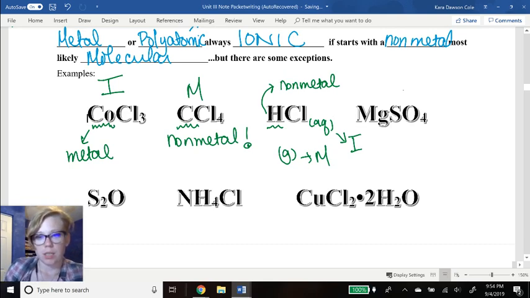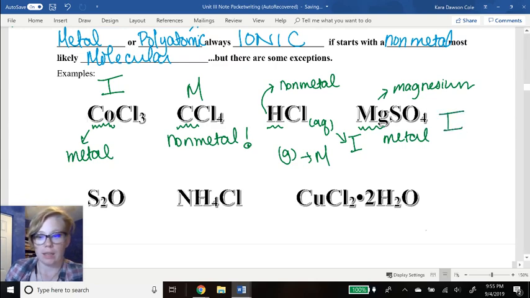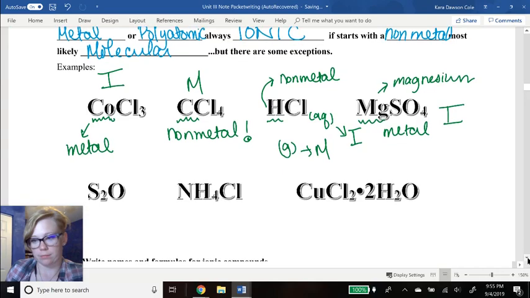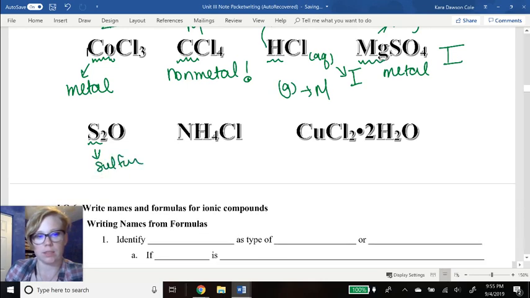Okay, so then I have Mg. This is magnesium, which is a metal, so this is definitely ionic. And then I have SO2. S is definitely sulfur, so this is a nonmetal, which is molecular.